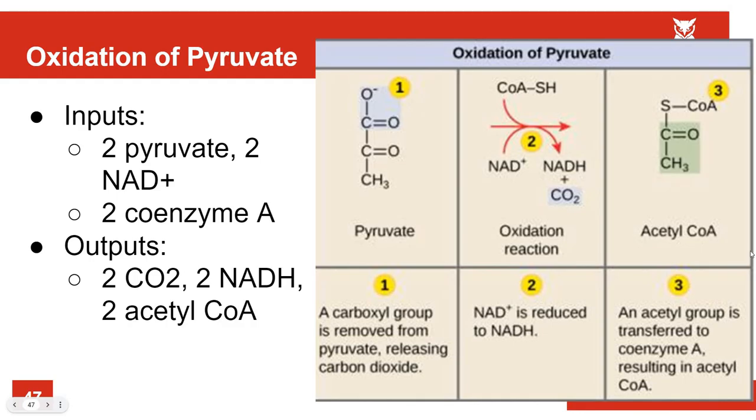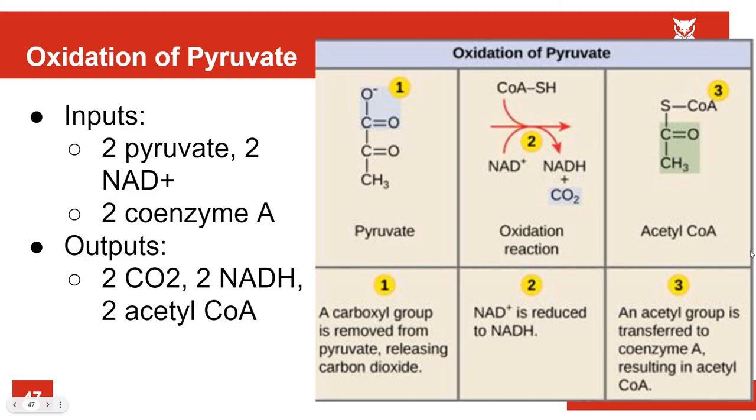So we start with pyruvate, our carboxyl group is removed from pyruvate, releasing carbon dioxide. If we release carbon dioxide, how many carbons are in carbon dioxide? One. CO2: 1 carbon, 2 oxygens. So if we release carbon dioxide, how many carbons are we left with? 2. 3 minus 1 equals 2. We have a 3 carbon molecule and we lose 1 carbon, so we get a 2 carbon molecule.